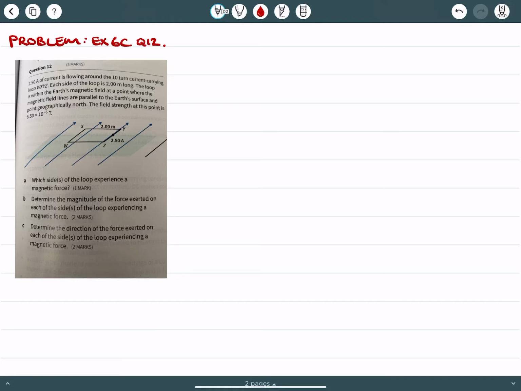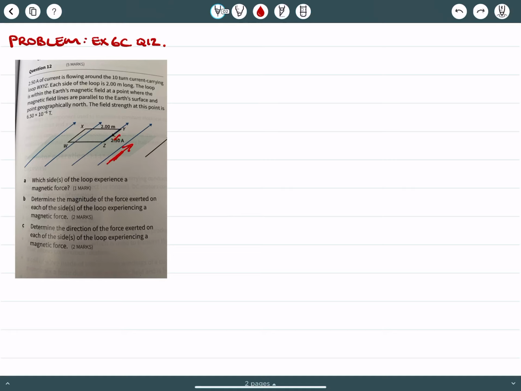Hello, so we're going to have a look at a question here, which is about magnetic fields and magnetic forces in a current carrying wire. We have a loop that's placed in the normal magnetic field of the Earth. The field lines are shown in blue. Our field lines are going this way and our loop has 2.5 amps going around, if we're looking down on it, in a clockwise direction.